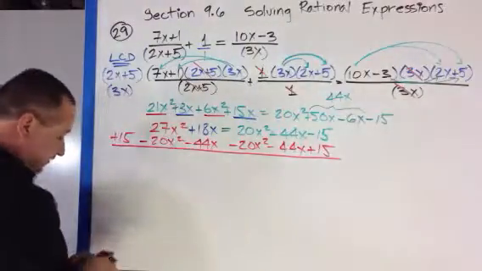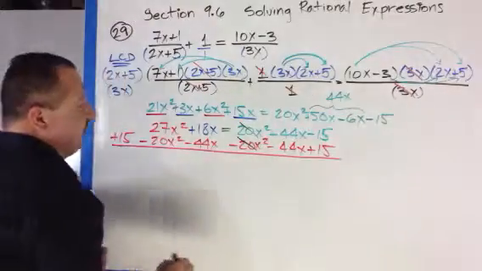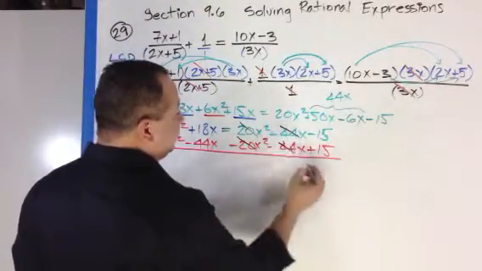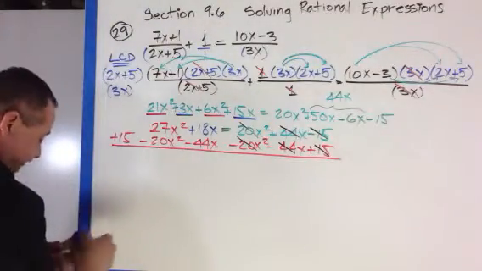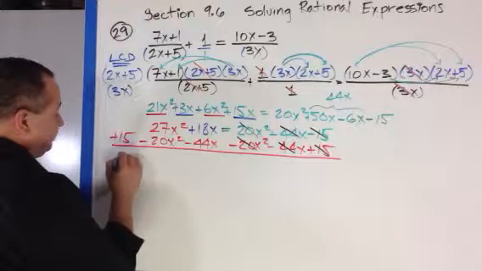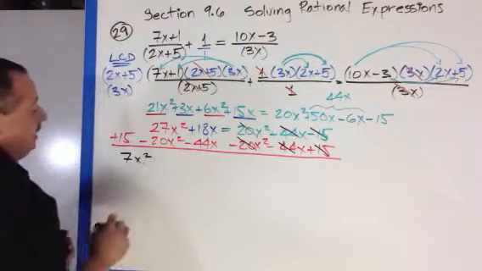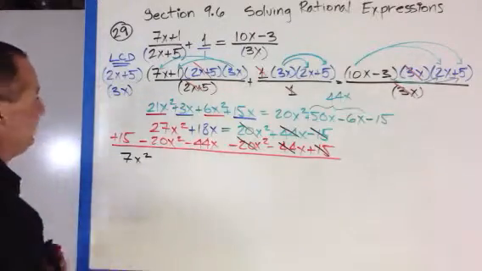Now, if you look closely, you're going to see that your 20x squared will cancel your 20x squared, your 44x will cancel your 44x, and your 15 will cancel your 15. So now we're left with 27 minus 20 will give me 7x squared. And then the middle term would be, we have a negative 44 and an 18.